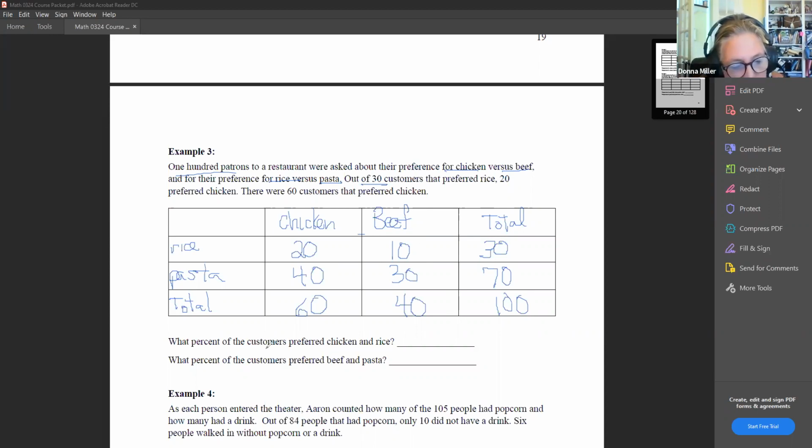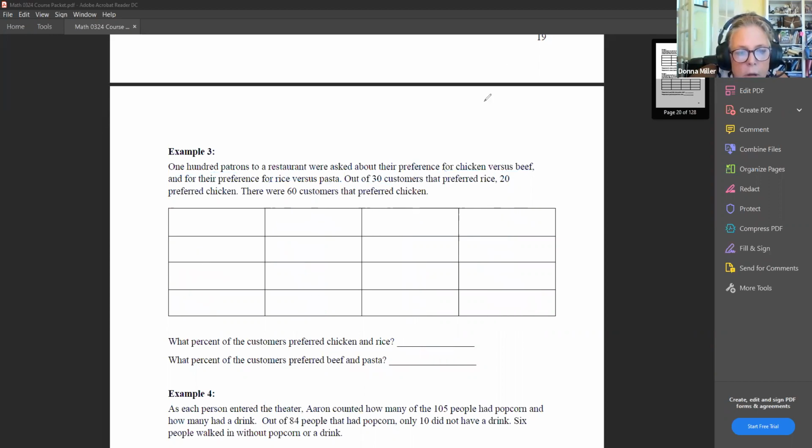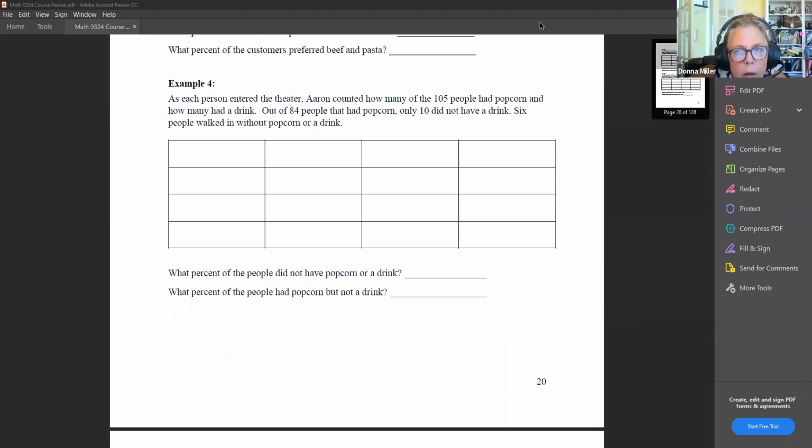All right, so what percent of customers prefer chicken and rice? So chicken and rice is this guy right here. It's 20 out of 100. So that's easy, 20%. Okay. What percent of customers prefer beef and pasta? So beef and pasta would be 30, again, out of 100, so that would be 30%. Okay? All right, so if you just put the labels on the tables, it'll all work out. All right, let's go down a little bit more.